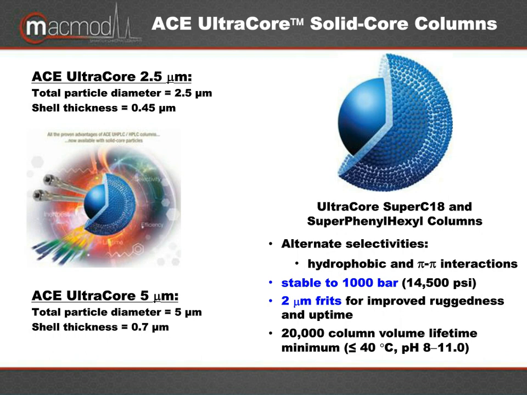And these phases at low pH, of course, are good for many column volumes, as you would ordinarily get from any other column material, but they are targeted for a 20,000 column volume lifetime minimum at 40 degrees or below at the higher pHs, 8 to 11.0.